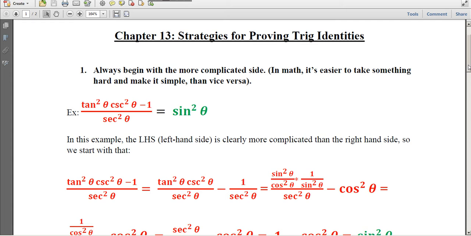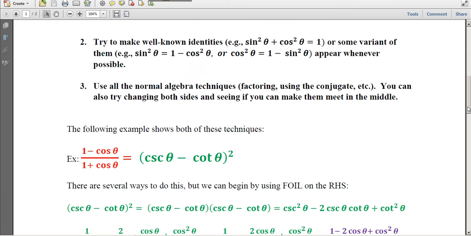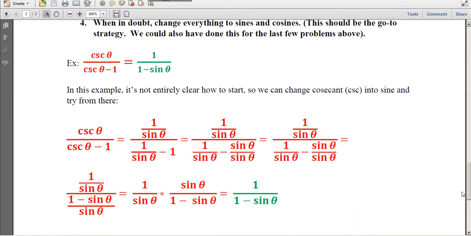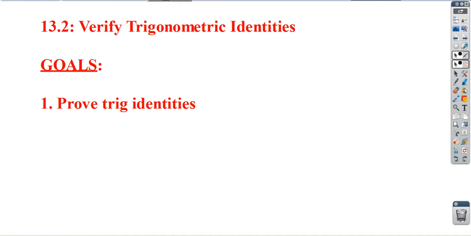The goal of proving an identity is to make the right side look identical to the left. Start with the more complicated side. Try to make those well-known identities appear that we talked about in section 1. And then all the normal algebra techniques we're used to using, factoring, using what's called the conjugate, those are all in the game. We can use any of those. If we're really stuck and we don't know how to make the left side the right, we can change the left a certain amount and then try to start changing the right and see if we can make them meet in the middle. That will be enough to prove it. And the last strategy is, when you're in doubt, if you're really stuck, change everything into sines and cosines, and usually at that point it will become clear.